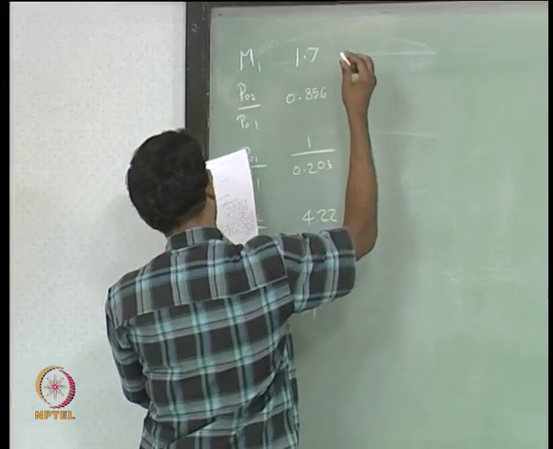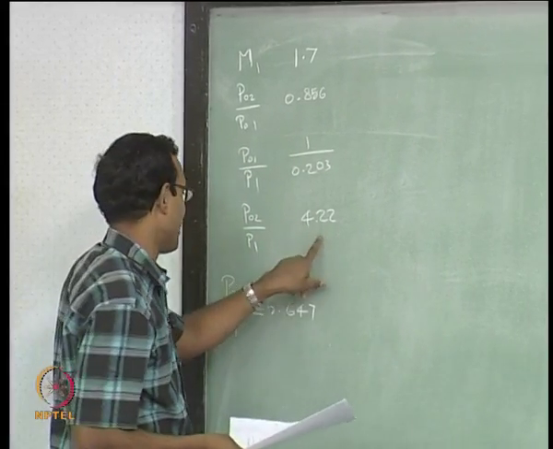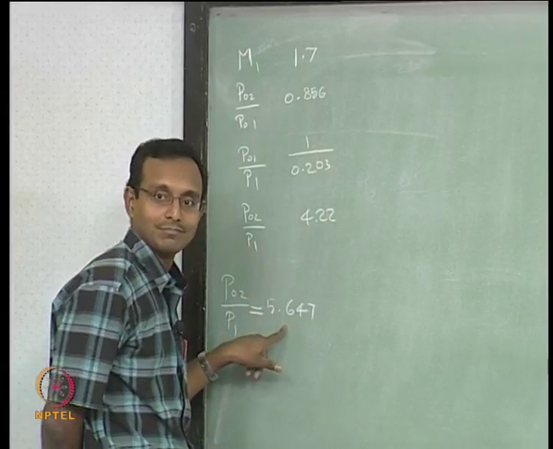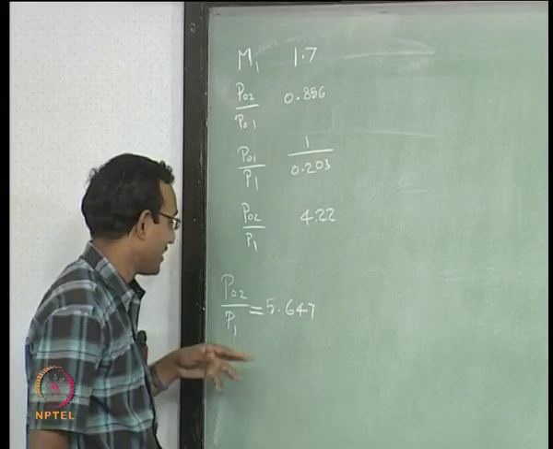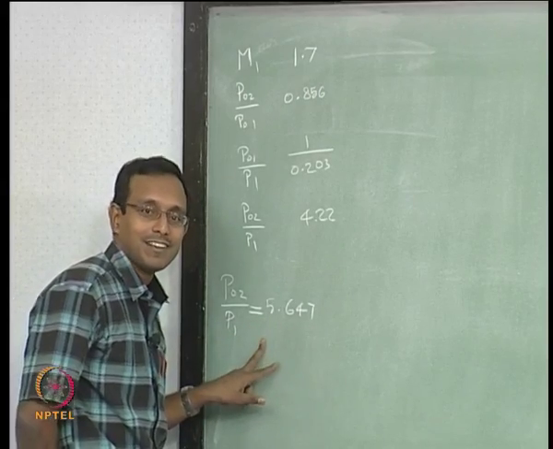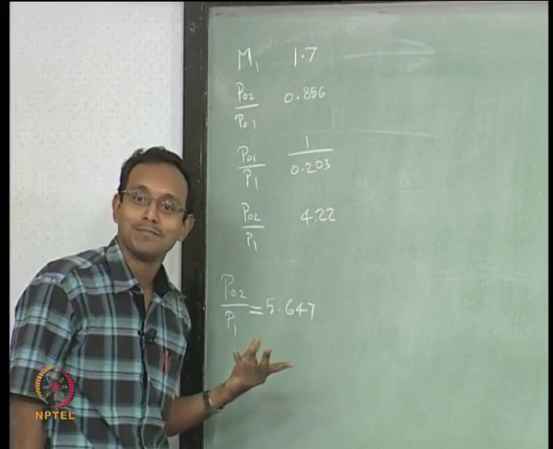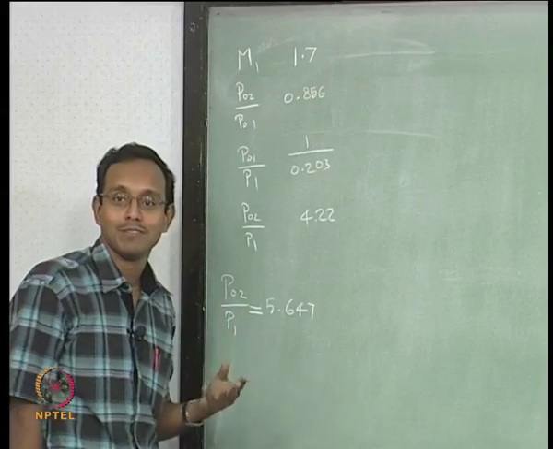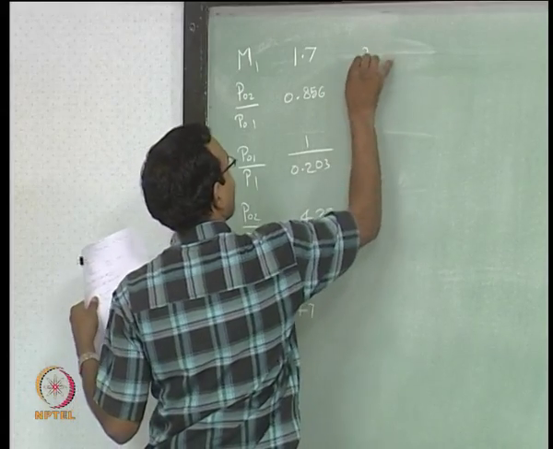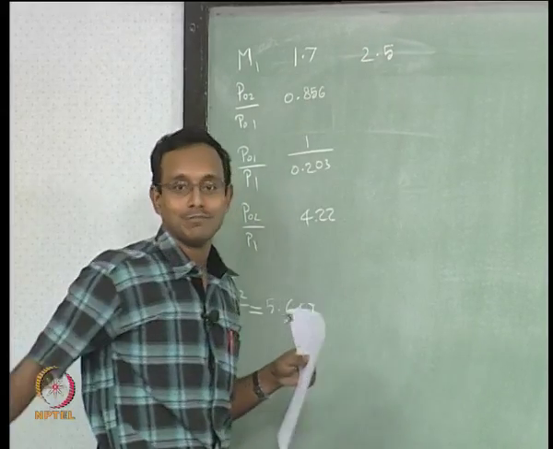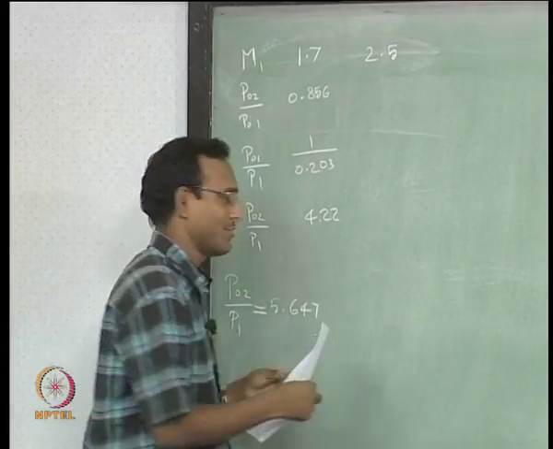Now, I will guess something higher. I do not know whether I should guess higher or lower right now. I have one number, and I know that this is less than what I want. P02 by P1 is not easy to judge, if I increase Mach number will this increase or decrease? Currently I cannot tell very clearly, of course once you solve this problem you know which way to go. Right now I do not know, so I will just guess randomly some number, I am picking 2.5. I could have guessed 1.5 also, then I would find that this will be lower and I have to go higher, then I will go to 2.5, that is fine.